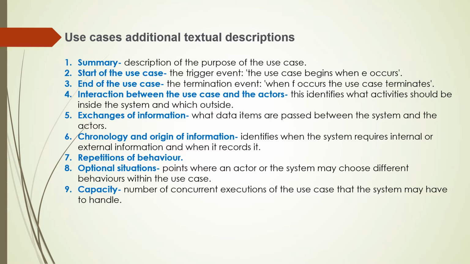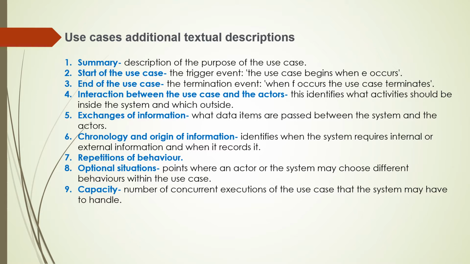Below are the use case's additional textual descriptions. Number 1 is the summary. It is a description of the purpose of the use case. The second one is the start of the use case, which is the trigger event. Number 3, end of the use case, which is the termination event. Next is the interaction between the use case and the actor. This identifies what activity should be inside the system and which should be outside of the system.